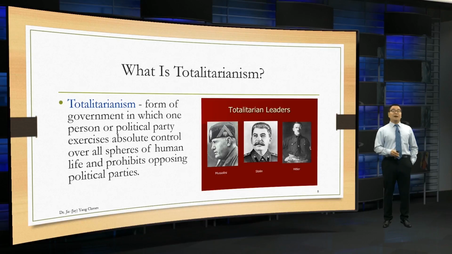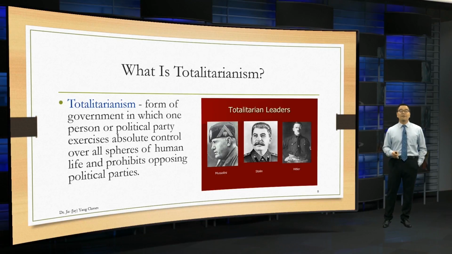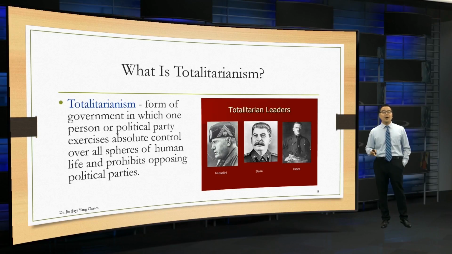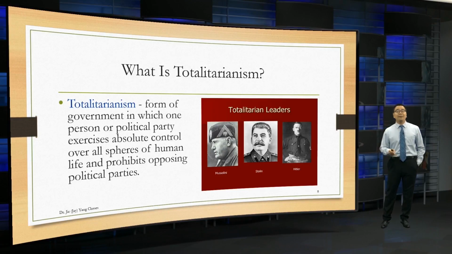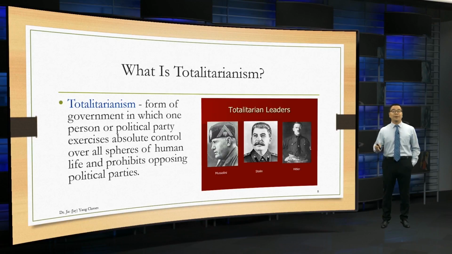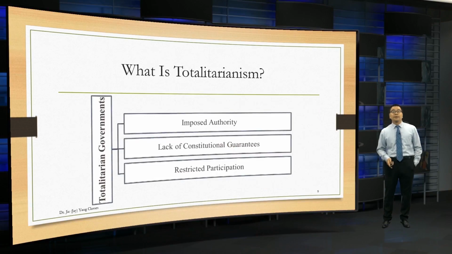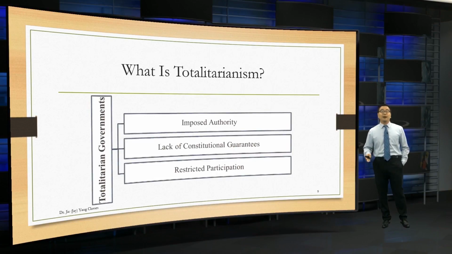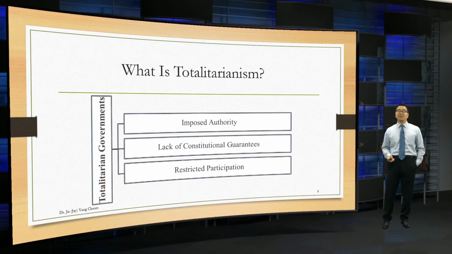On the opposite side of democracy, totalitarianism refers to a form of government in which one person or political party exercises absolute control over all spheres of human life and prohibits opposing political parties. In general, totalitarian governments tend to share three features.